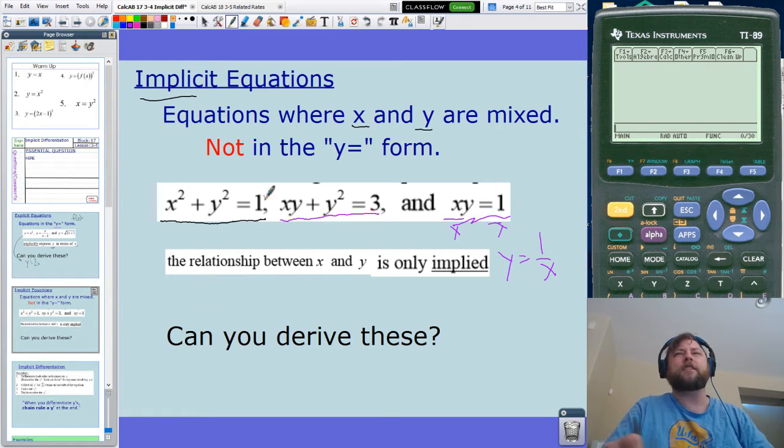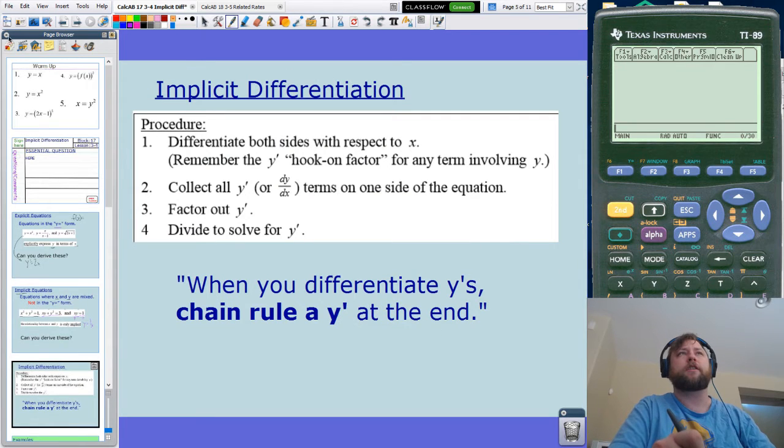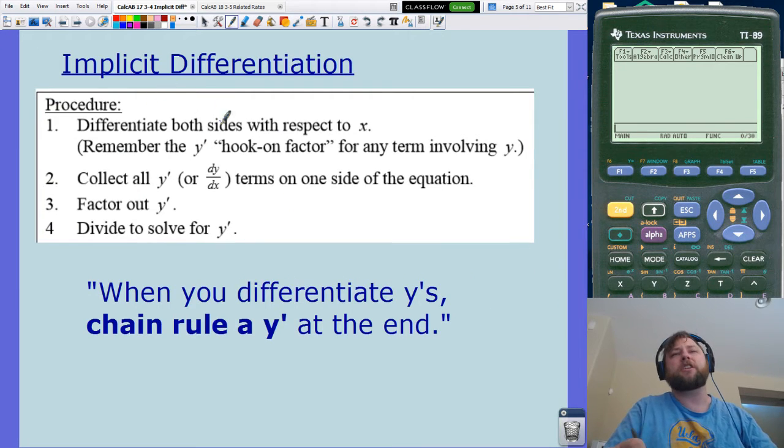So you can't differentiate these as is right now because it doesn't follow our rules. That's weird from what we've done so far. So we have a different type of differentiation we call implicit differentiation. It's a few steps to do this. We can differentiate it, it's just done in a different way.